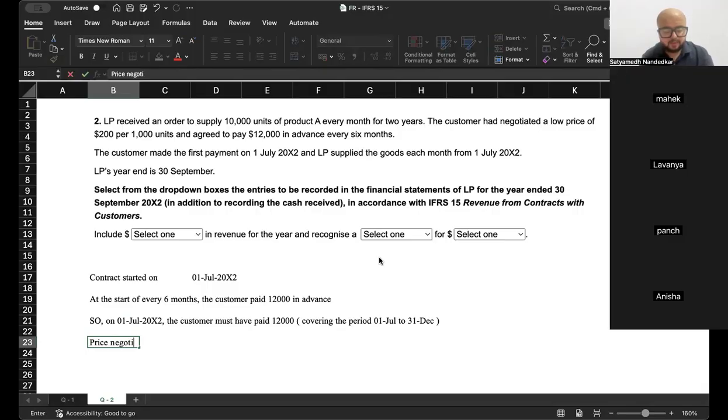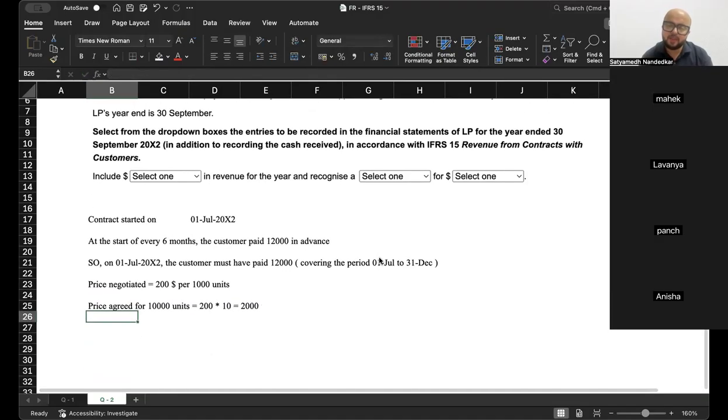Price negotiated is $200 per 1,000 units. ठीक है. So price agreed for 10,000 units will be 200 into 10, that is 2,000. Do you agree?